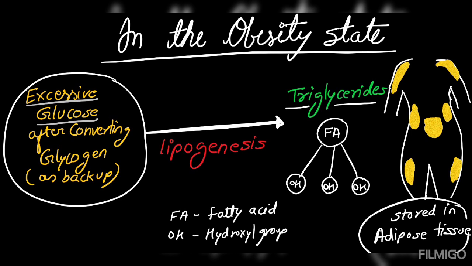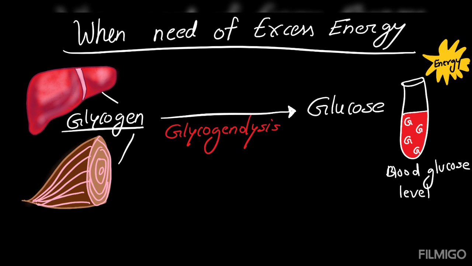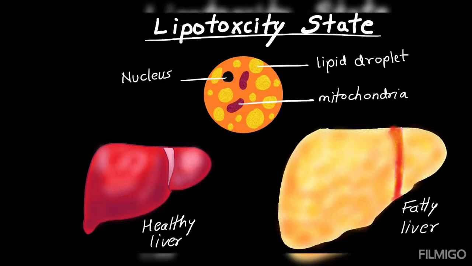In the obesity state, the extra glucose is converted to triglycerides, that is fatty acids, via lipogenesis and is stored in the lipid droplets of adipose tissue. This is very useful to provide energy in case of fasting or starvation, because there is only limited scope for glycogen storage in the muscle, but in the liver there is no such limit. Liver glycogen is reconverted to glucose by glycogenolysis and enters the bloodstream to maintain the blood glucose level and provide continuous energy. But if there is an excess energy intake, then it is called a lipotoxicity state.